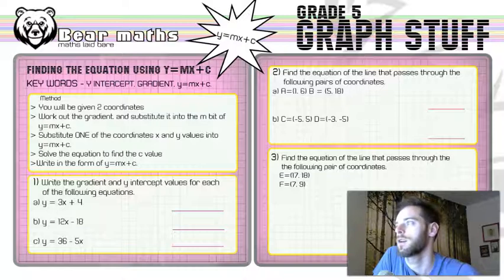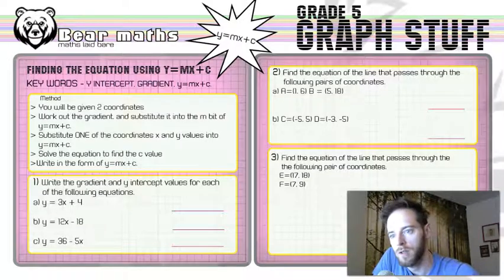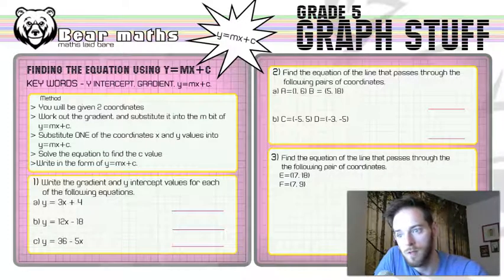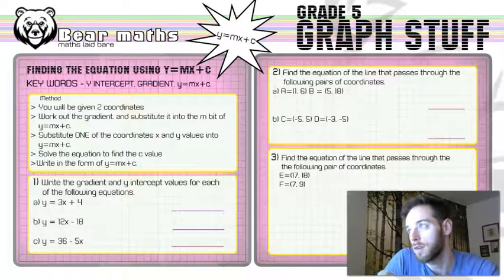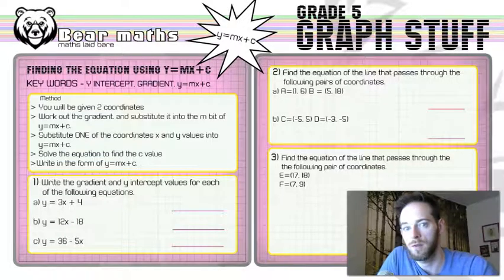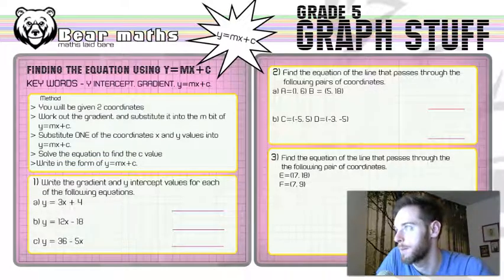This video is on finding the equation using y equals mx plus c. We have done a video on finding the equation just using the graph, where it was visual and you could see where the graph went through the y-axis, and that was fairly simple. But this time we're doing it using the general form of the equation of a straight line, which is y equals mx plus c. So the keywords are y-intercept, gradient, and y equals mx plus c, which I've already explained.